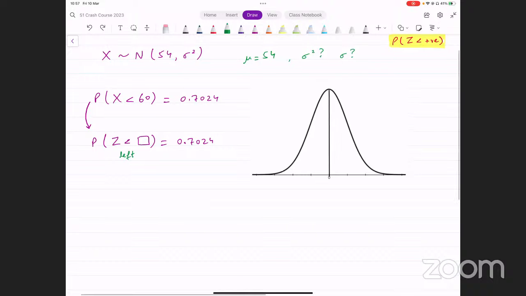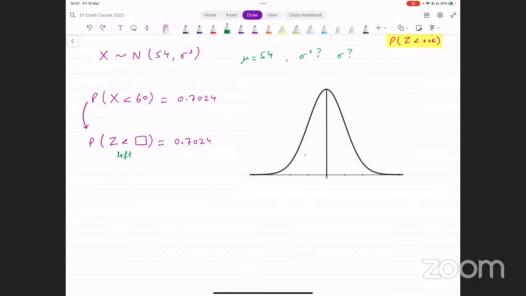Now think about it. The total probability under this curve is 1, right? So 0.5 on the left side, 0.5 on the right side. The total probability is 1. Now 0.7024 is a major part of that probability. So out of 1, 0.7 is a relatively big number. So generally what we do is we compare it with 0.5 to figure out whether the probability is big or small. So what we say is 0.7024, this is a value that is bigger or greater than 0.5.